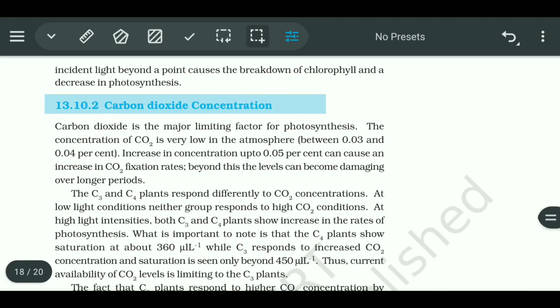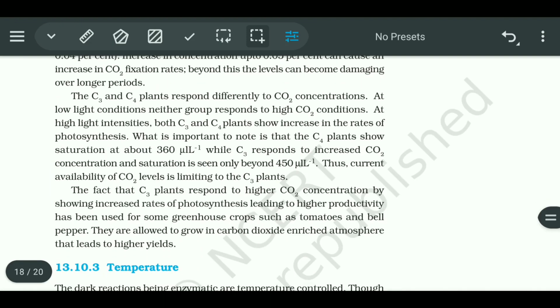13.10.2 Carbon dioxide concentration. Carbon dioxide is the major limiting factor for photosynthesis. The concentration of CO2 is very low in the atmosphere, between 0.03 and 0.04%. Increasing concentration up to 0.05% can cause an increase in CO2 fixation rates. Beyond this, the levels can become damaging over a long period.